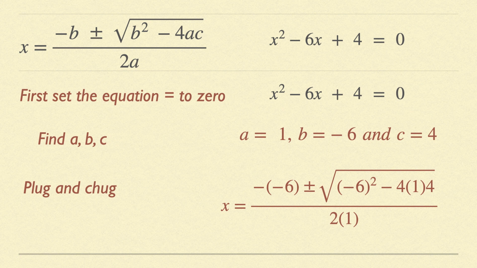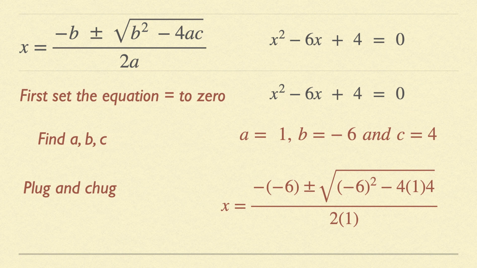Negative b plus or minus the square root of b squared, which is negative 6 squared, minus 4, and it's always minus 4, the 4 we use every single time, times a, which was 1, and in this case our c also is 4, all over 2 times 1. You should recognize that underneath of that square root symbol is our discriminant.